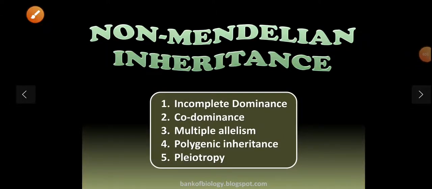Good morning, students. Today we will study non-Mendelian inheritance, which includes incomplete dominance, codominance, multiple allelism, polygenic inheritance, and pleiotropy.